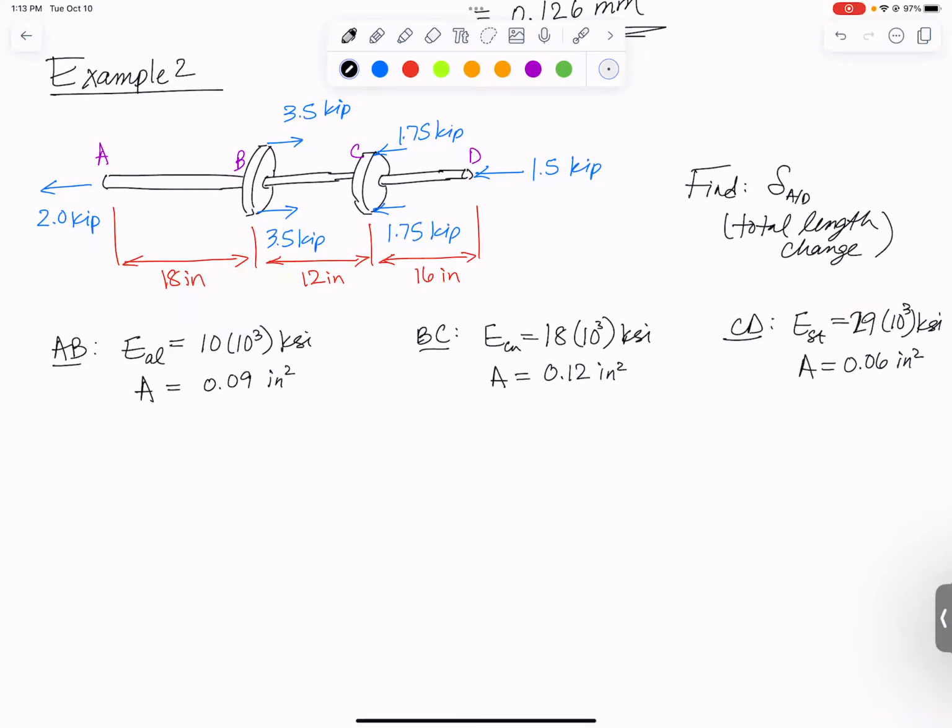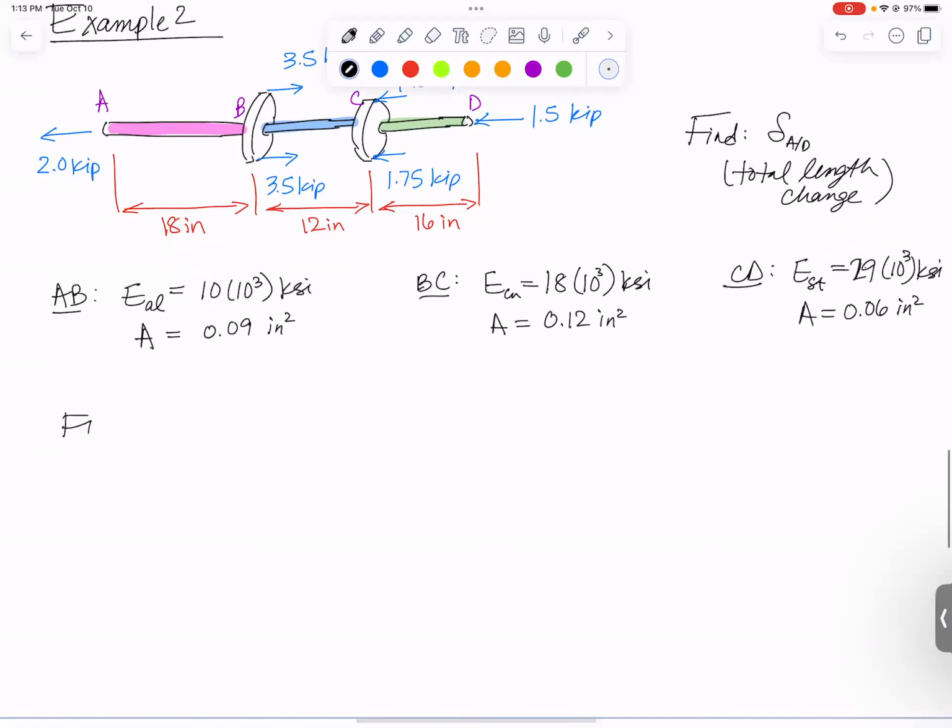Okay, so we have 3 segments. Maybe we'll shade them in. We got a pink segment here from A to B, blue segment here from B to C, and a green segment here from C to D. And we need to find PL over AE, the deflection of each of those. I know the areas, I know the Young's modulus, and I can find the lengths very quickly from the picture. The one thing that I don't know are the internal forces. So I like to use free body diagrams to find these.